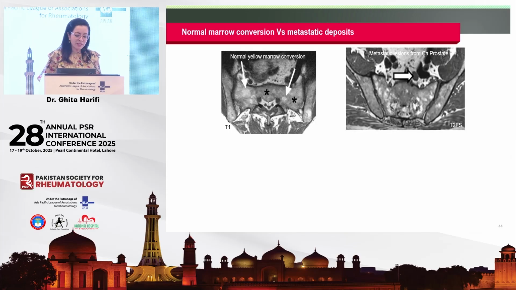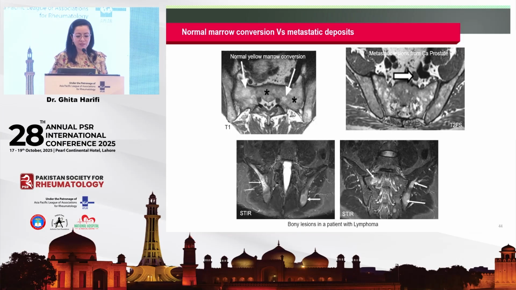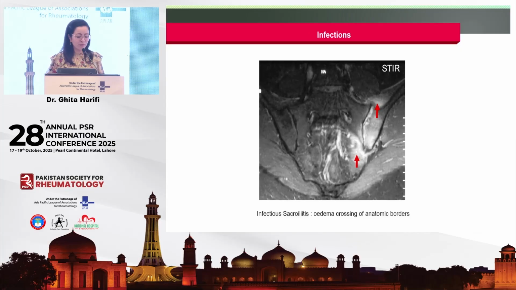Now, in some situations, metastatic deposits can look like fatty metaplasia, but the normal marrow conversion is slightly different from the metastatic changes. You see, this is a patient with lymphoma, and you can see that both fatty metaplasia and bone marrow edema on STIR are visible bilaterally, but when you analyze the fatty metaplasia, you see that it's quite heterogeneous. So be aware of these kinds of pitfalls.